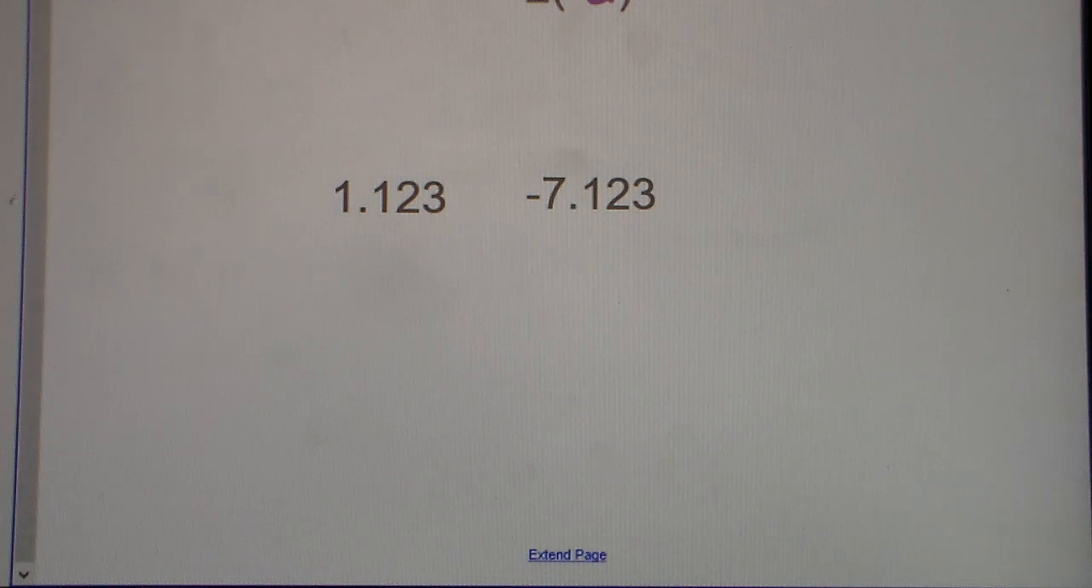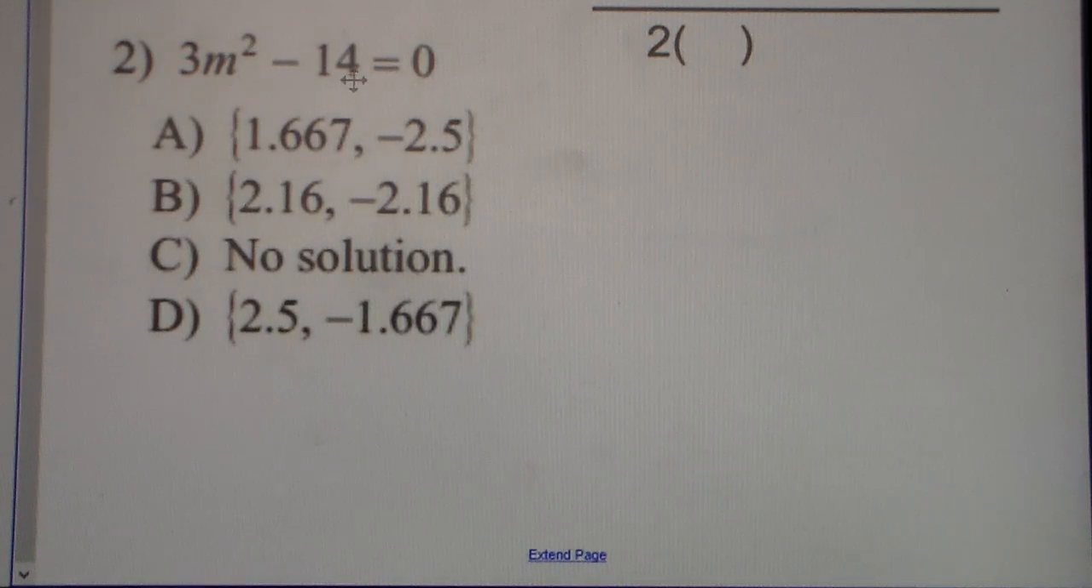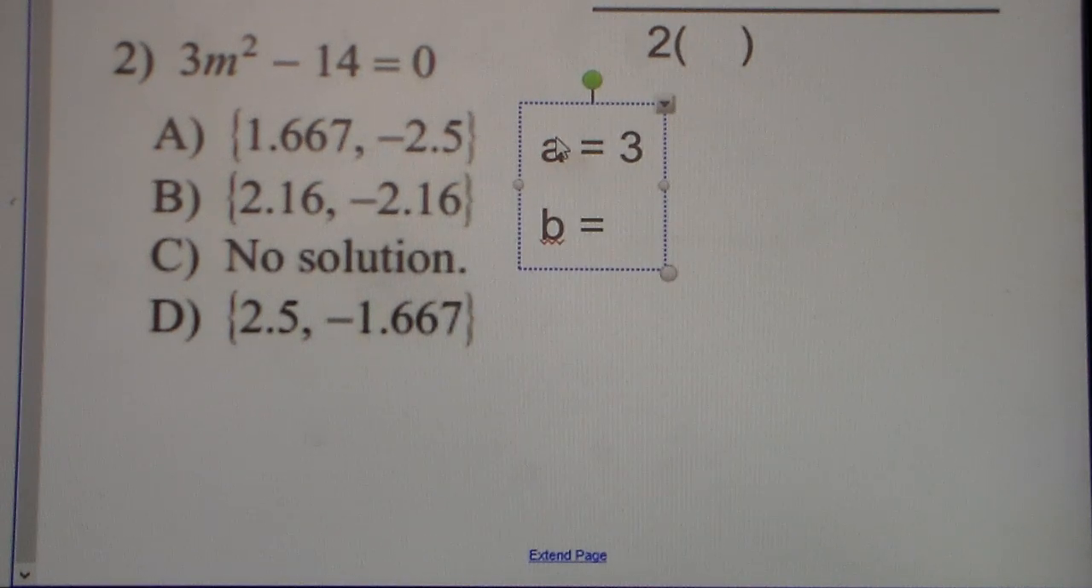Alright, let's do problem number 2. Problem number 2 says 3m squared minus 14 equals 0. Now this is missing the 0m. Well, anything times 0 is 0, so we have to remember that b is equal to 0. So let's write this out here. Our a is equal to 3. Our b is equal to 0 because it's 0m. And our c is equal to negative 14.